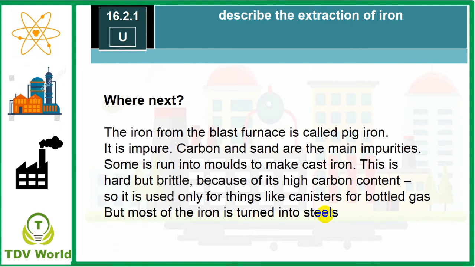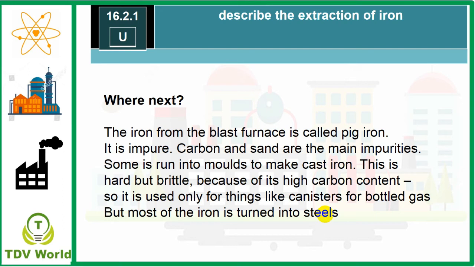Where next? So I will move on. The iron from the blast furnace is called pig iron. Whatever iron you have extracted in your stage 3, that is called pig iron. Pig iron is impure iron. You need pure iron. So carbon and sand are the main impurities. Some is run into the molds to make cast iron. This is hard but brittle.